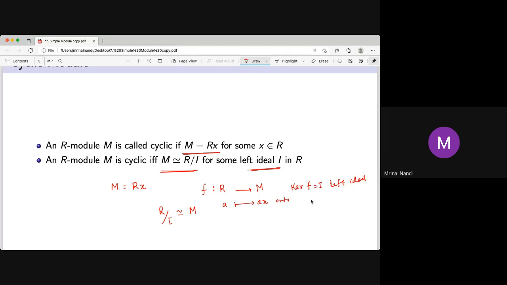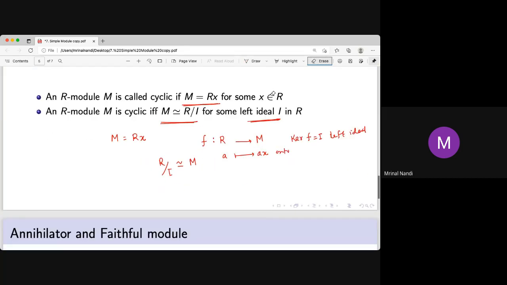What is the other way? The other way is to show that this is cyclic. We have to show that if I is some left ideal, then R mod I is cyclic. Why is R mod I cyclic? Is it if and only if?